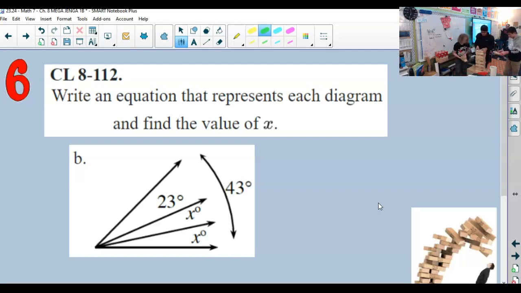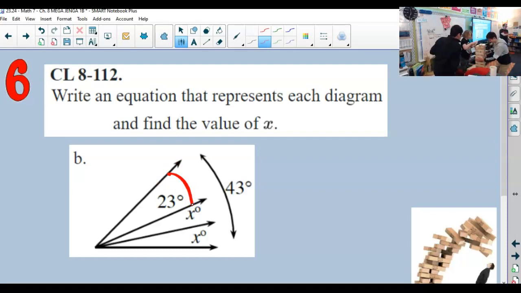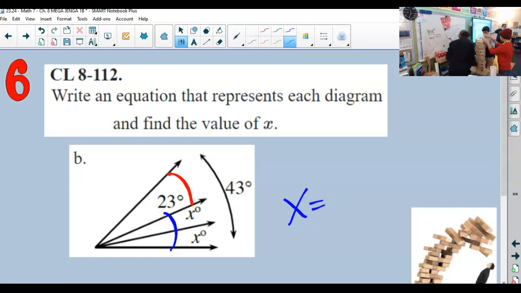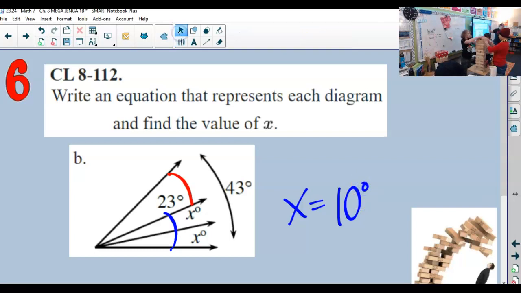Vivian, while they're rebuilding, how do we solve this? If this is all 43, we subtract the 23, and we're left with 2x equals 20. So if 2x equals 20, what's each x equal? Yeah, 10. Once it's rebuilt, send someone up.